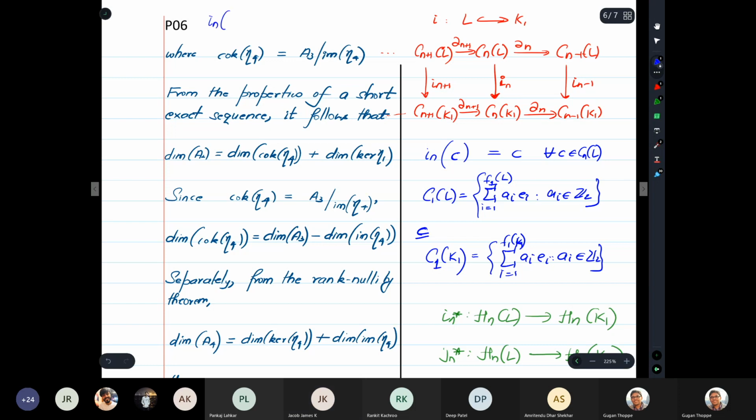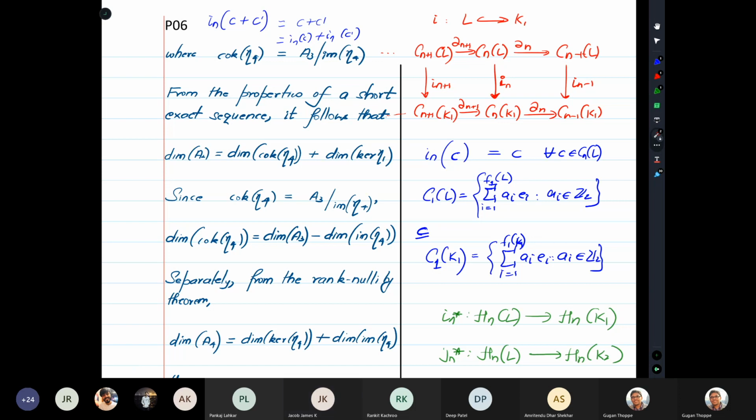Let's try to verify it if you had two chains, C plus C prime. Is this okay? Now, I hope you agree that C_N of L is a vector space, so C plus C prime will be another chain. Do you agree? Yes. Now, what is I_N of C plus C prime? It is just C plus C prime. Do you agree? Yes. And this is trivially I_N of C plus I_N of C prime. In this way you can verify the other condition as well, and you can trivially check that I_N is a vector space homomorphism.